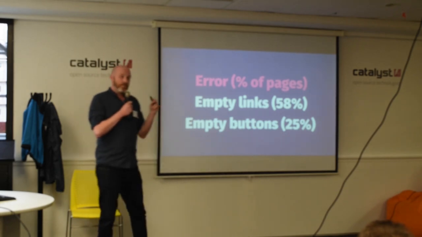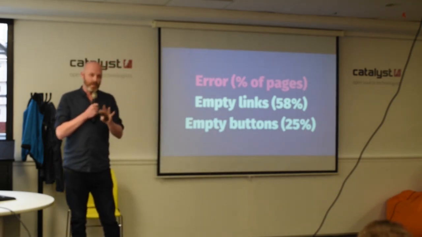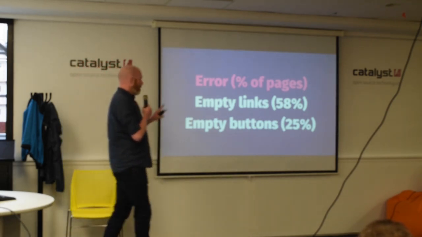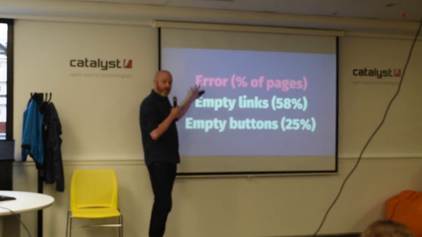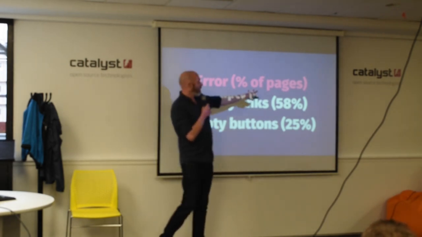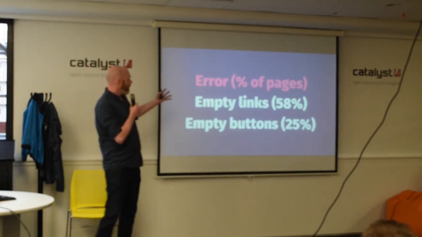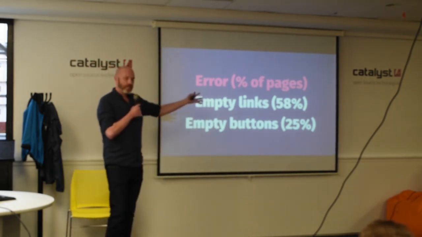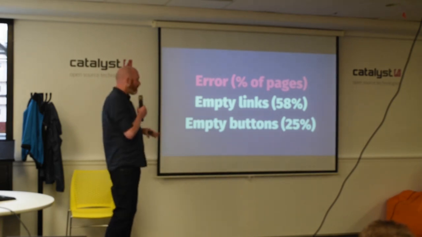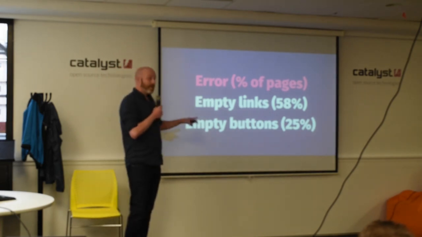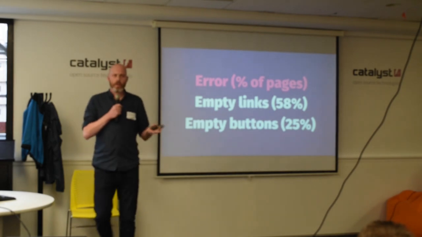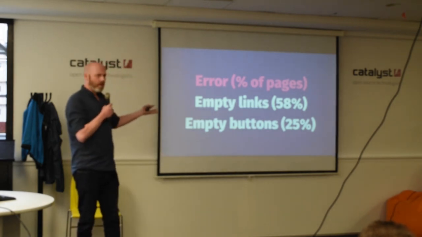So I wanted to pluck out a few of the key errors that they picked up out of these 60. On the left here, we have the error. What was the thing that was weird? And on the right, what was the percent of the pages that had this error on them? Empty links, 58%. I'll call it 60. I'm feeling like rounding a bit. Empty buttons, 25%. So anyone want to take a guess, why would that happen?